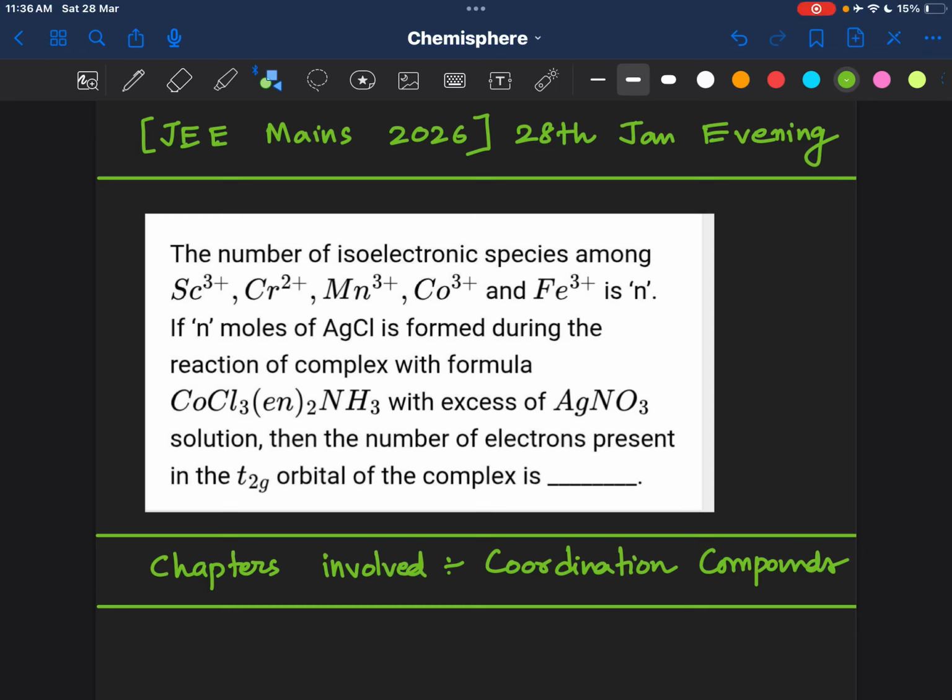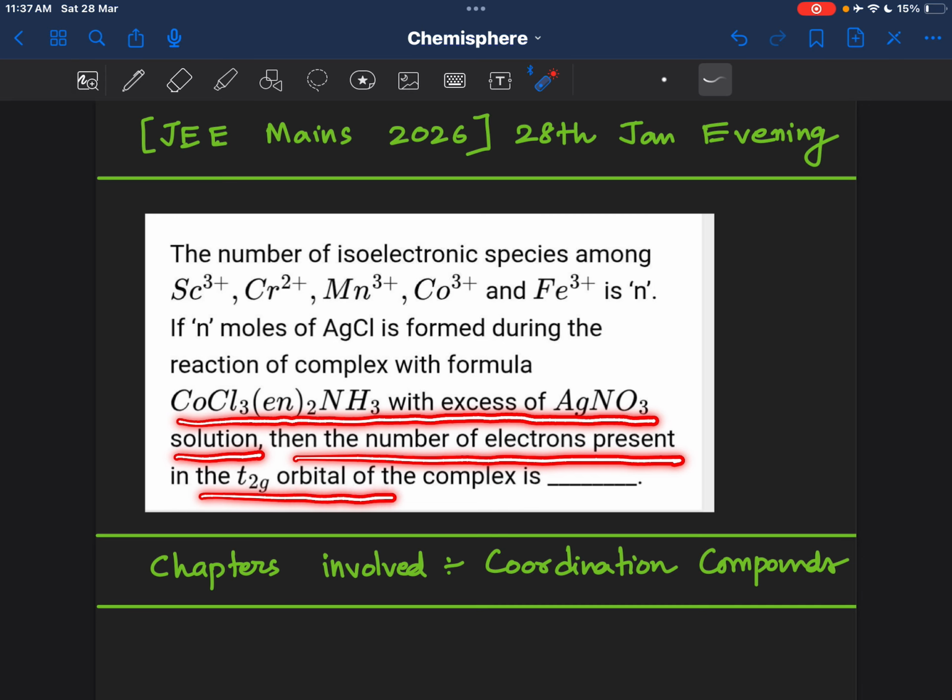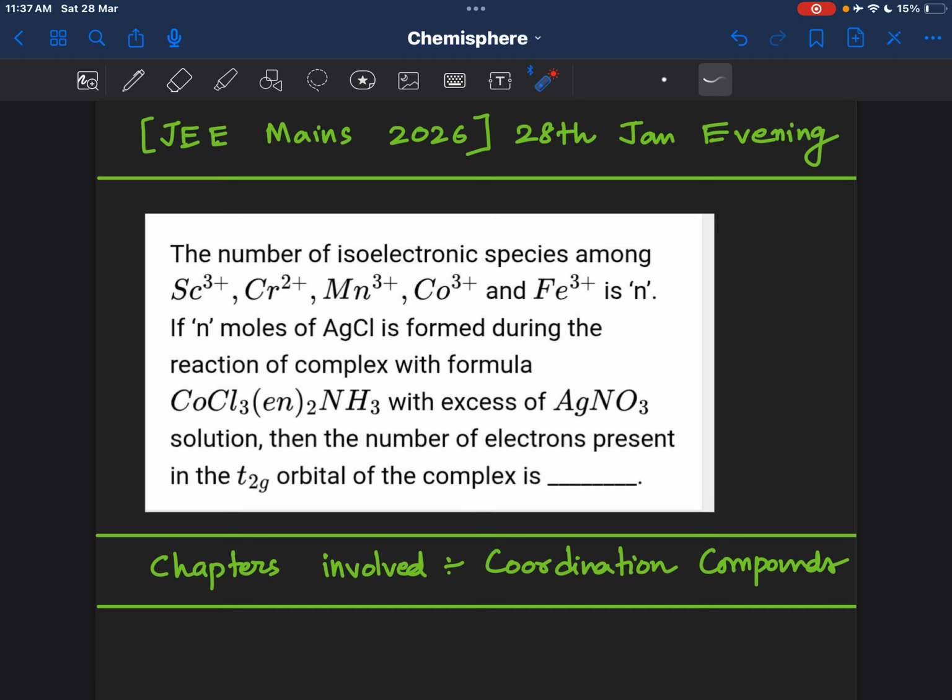Hello everyone. This is a question from JEE Mains 2026, 28 Jan evening. The number of isoelectronic species among Sc3+, Cr2+, Mn3+, Co3+ and Fe3+ is n. If n moles of AgCl are formed during the reaction of the complex with formula CoCl3·(en)2·NH3 with excess of AgNO3 solution, then the number of electrons present in the t2g orbital of the complex is? This involves the chapter coordination compounds, so we'll go step by step.